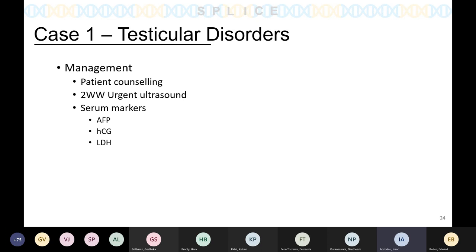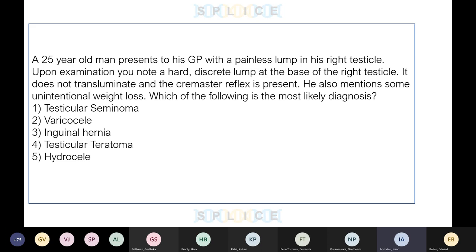And the serum markers are a bit more niche. I wouldn't worry about them too much, but just be aware. Okay, so we'll move on to the next SBA.